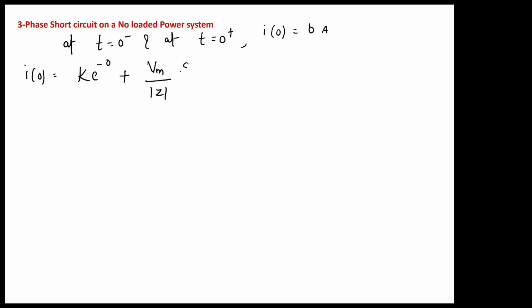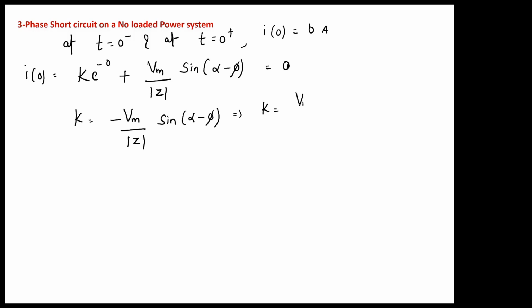Understand? So at t equal to 0⁻ and at t equal to 0⁺, we have i(0) is 0 ampere. That means if you substitute t equal to 0, you get i(0) = k·e^(−0) + Vm/|Z| · sin(α − φ) = 0. Since e^0 is 1, the k value will become −Vm/|Z| · sin(α − φ), which, if I interchange these values, I can write as k = Vm/|Z| · sin(φ − α).